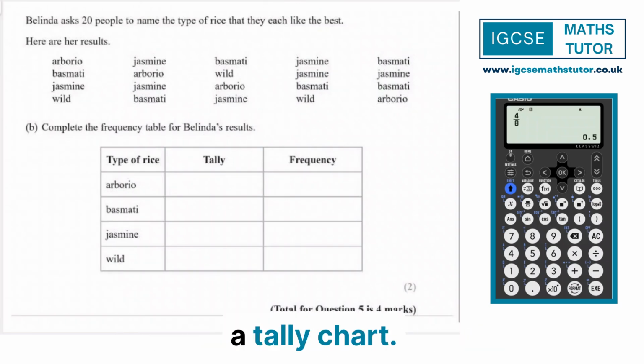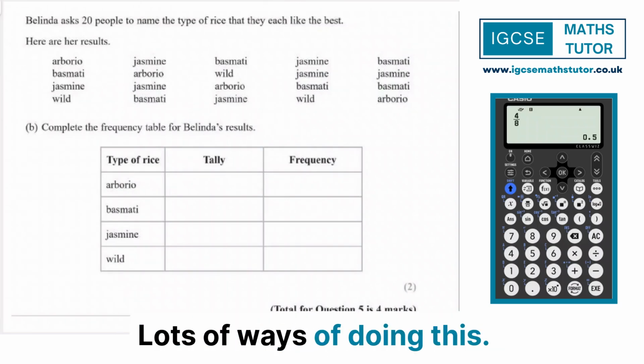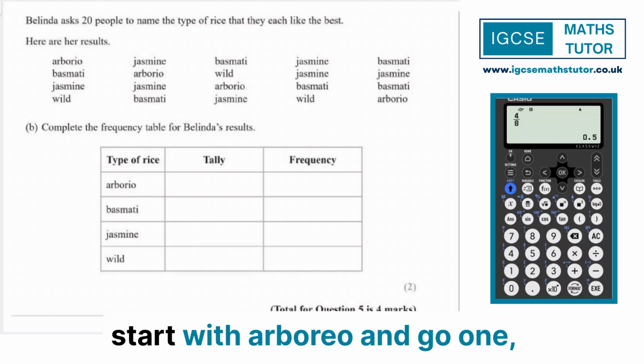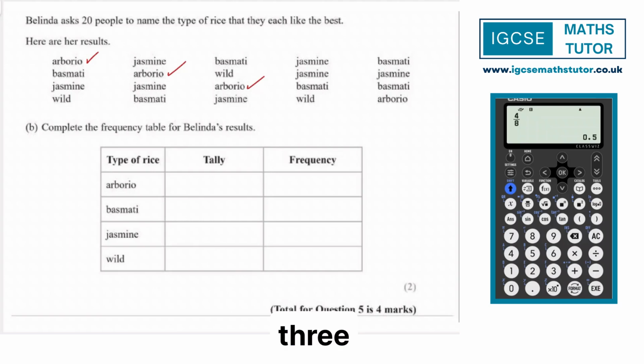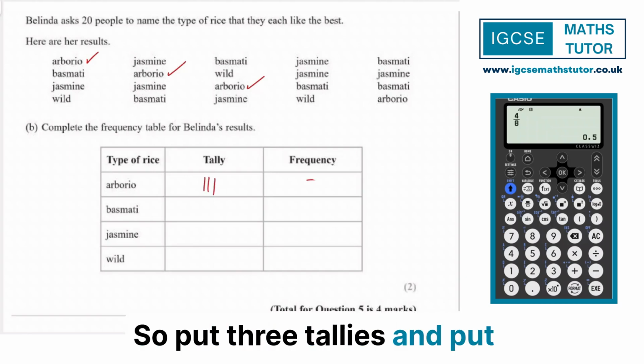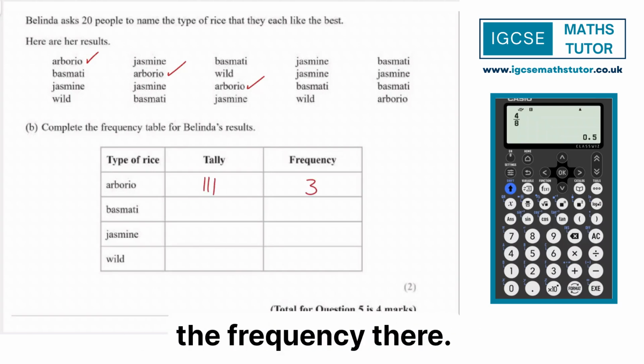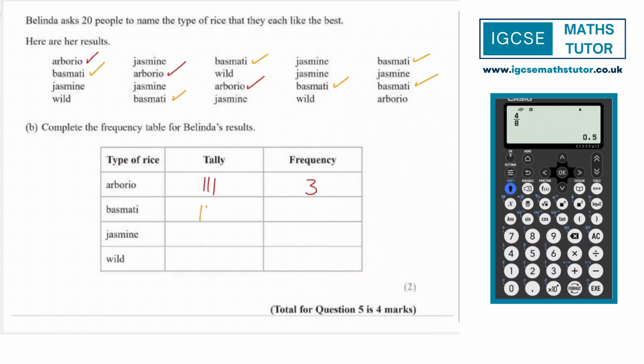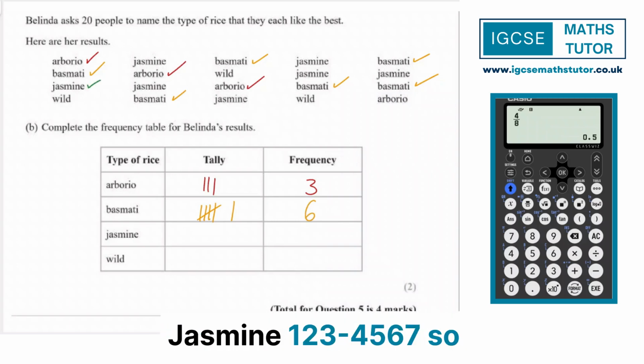And here we're just going to complete a tally chart. Lots of ways of doing this. I would just potentially start with arborio and go 1, 2, 3, 3 of them. So put 3 tallies and put the frequency there. Then I'm going to go basmati. There are 3, 4, 5, 6. And just carry on like this. Jasmine, 1, 2, 3, 4, 5, 6, 7.